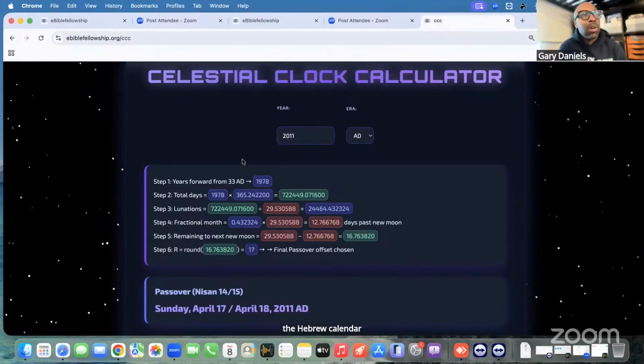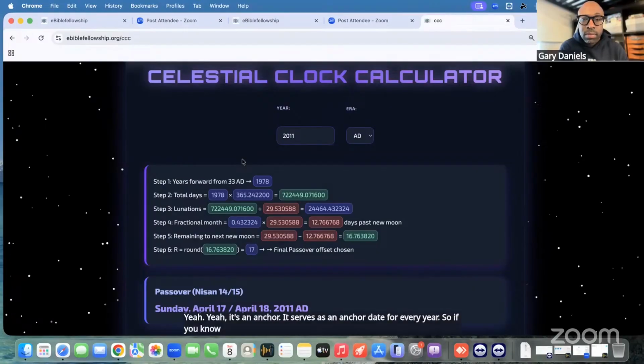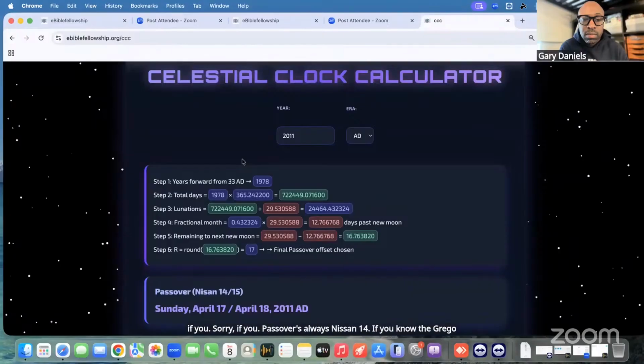I see. So it's almost like when we know where Solomon's death is, we can use it as a fixed data point to go forward and back, because it's a stable point. Yeah, it's an anchor. It serves as an anchor date for every year. If you know Passover in any given year, Passover is always Nisan 14. If you know the Gregorian date for Passover for any given year, that allows you to figure out the rest of the year.